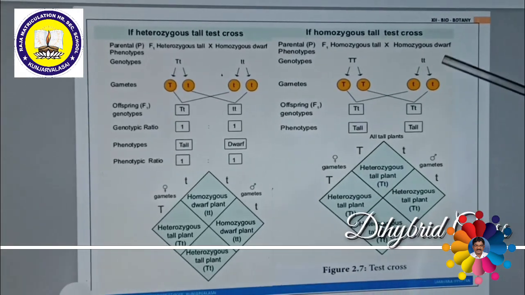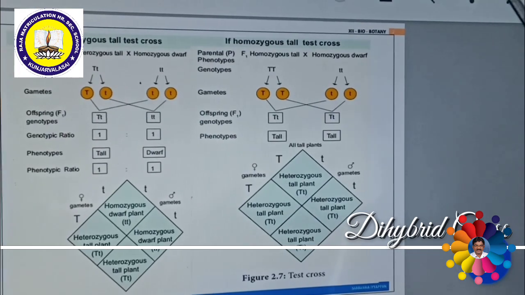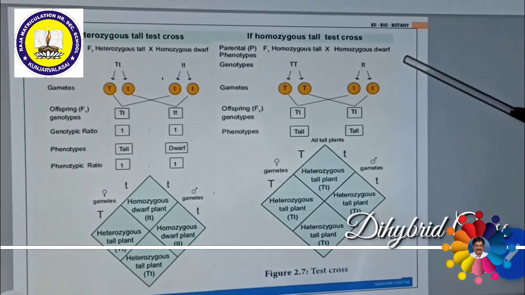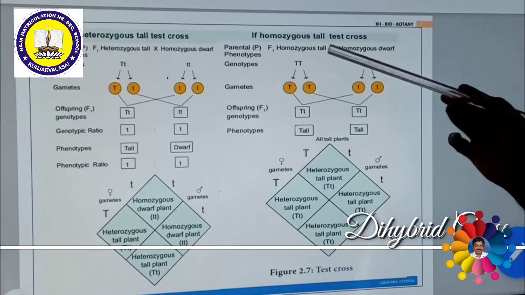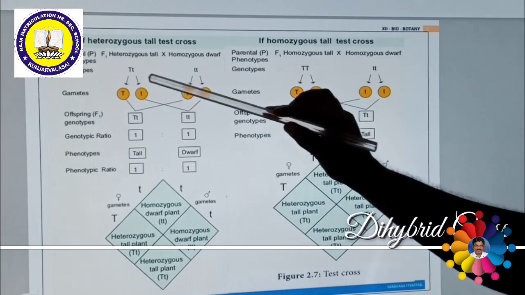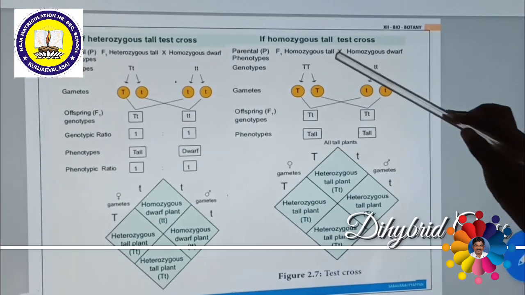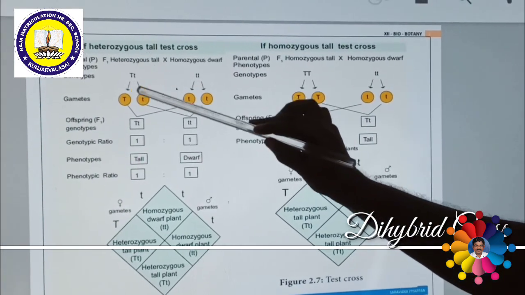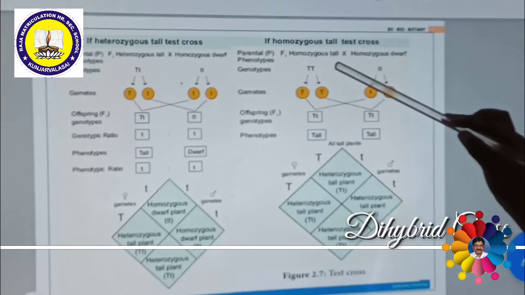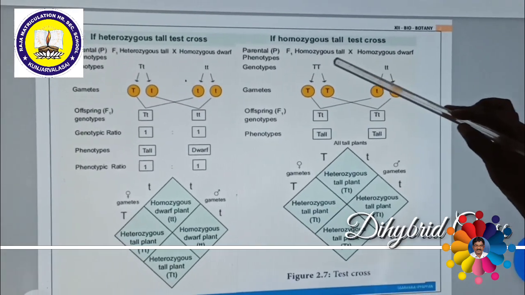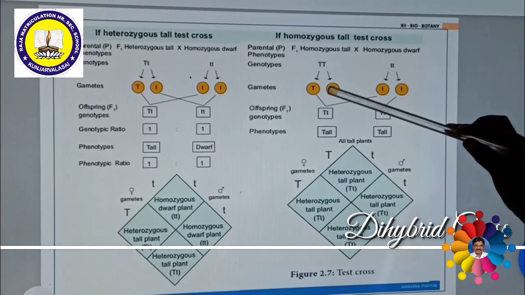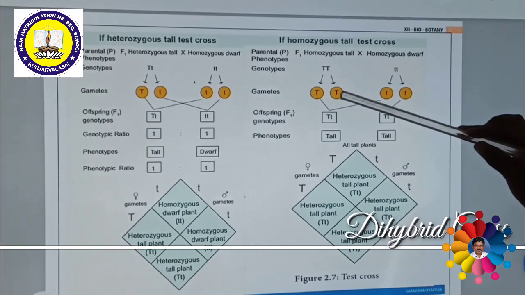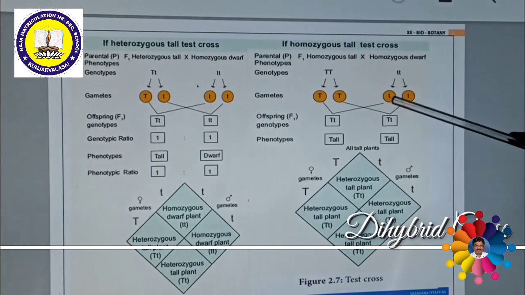If you say homozygous tall test cross, what is a test cross? A homozygous recessive parent crossed with any one individual. Previously we crossed with heterozygous tall, now we are crossing with homozygous tall. Here capital T, small t is the heterozygous tall being crossed. Here homozygous tall means both are capital T alleles. One is good enough, but we can write capital T one gamete, and here small t one gamete, small t one gamete.